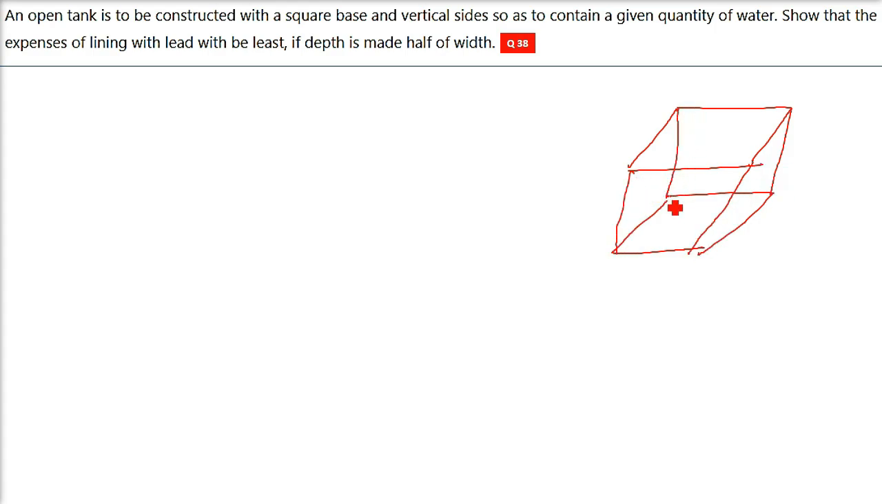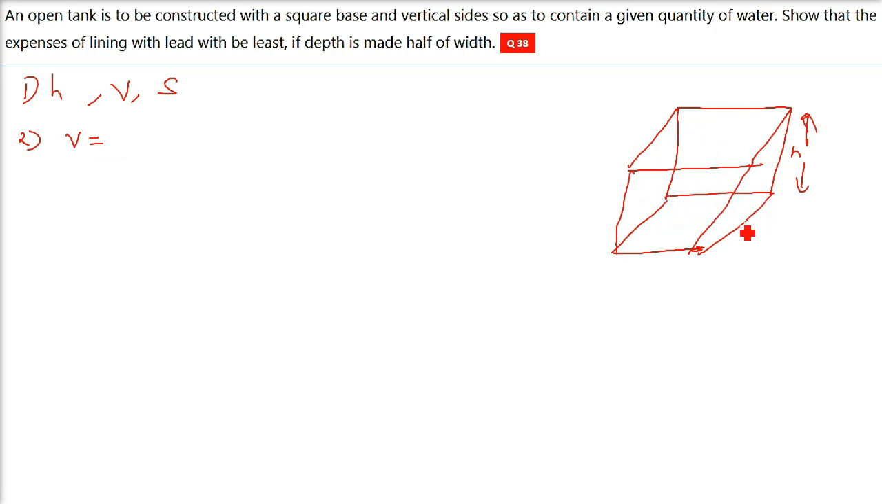Please remember, the base is a square. The base is a square. The tank is open from above. It is open, so you have 4 walls and the base to deal with. Okay. The height is h. You can call it depth also. V will be the volume, and S the surface area, because the expense of lining of lead will come from surface area only. So these are all our assumptions or imaginations.